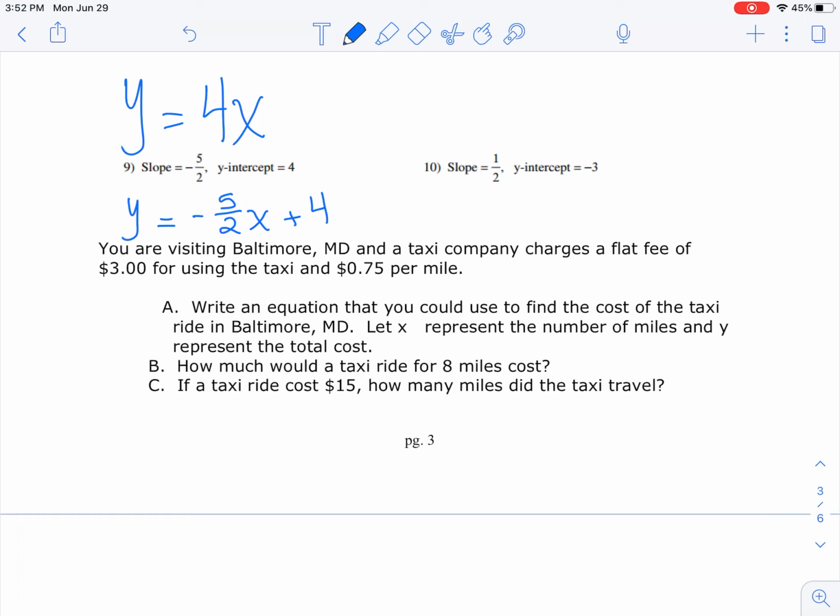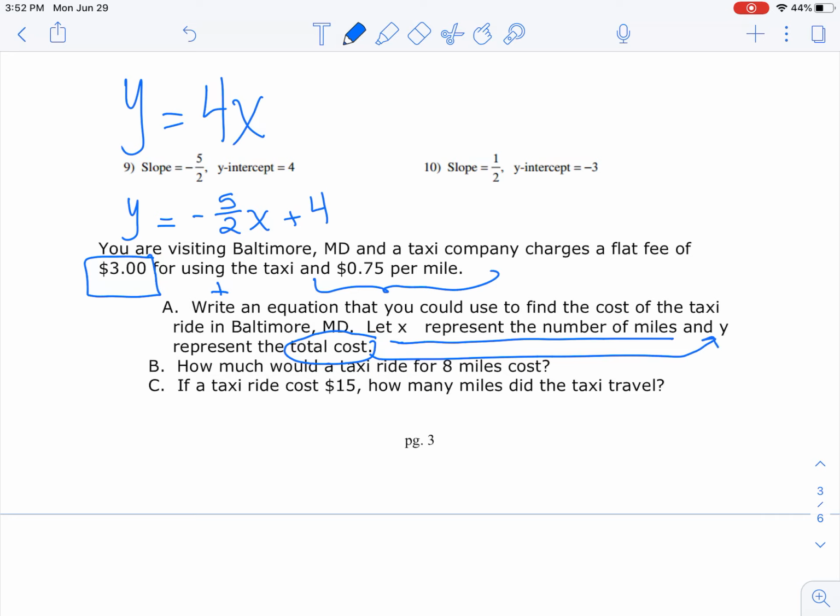So let's envision this. A taxi charges a flat fee of $3. So just to hail down the taxi right out the gates, we get in the car, we owe him $3. Plus, we owe him 75 cents per mile that we go. So write an equation that you could use to find the cost of the taxi ride in Baltimore. Let x represent the number of miles. So x is the number of miles and y represents the total cost.